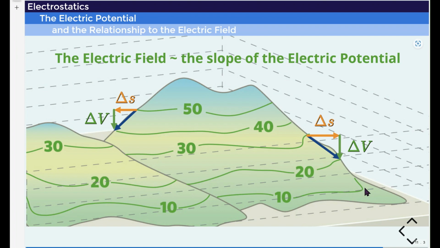A gradient is kind of a generalized word for the slope. You know what a slope is? Typically, we talk about the slope of a line or the slope of a surface, etc. So the electric field can be thought of as the slope of the electric potential.